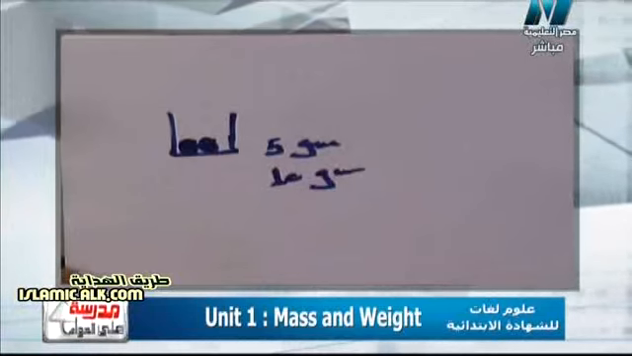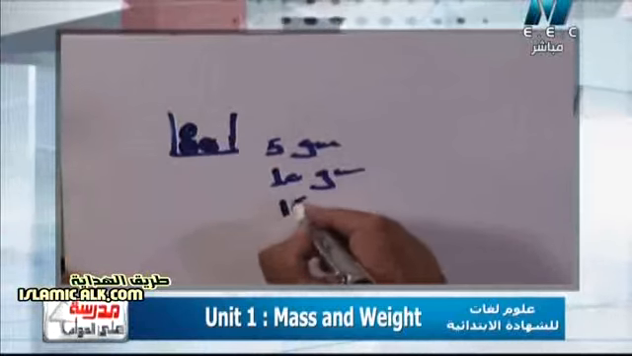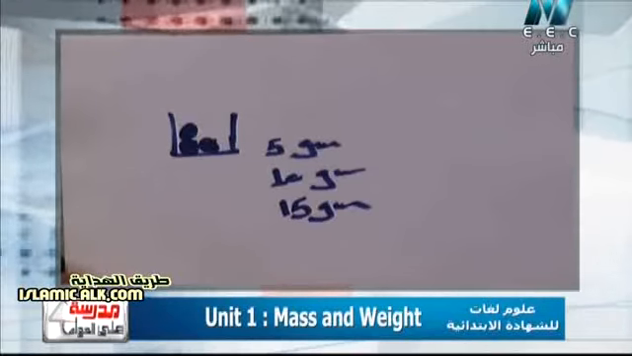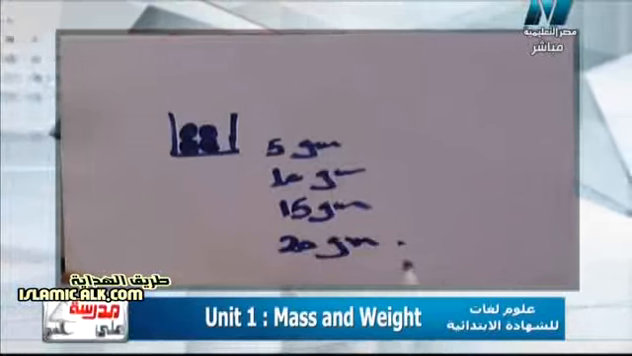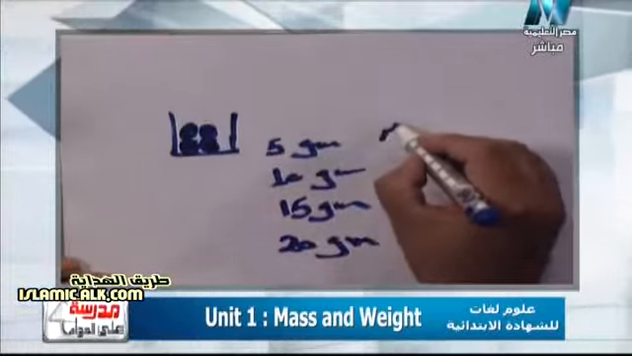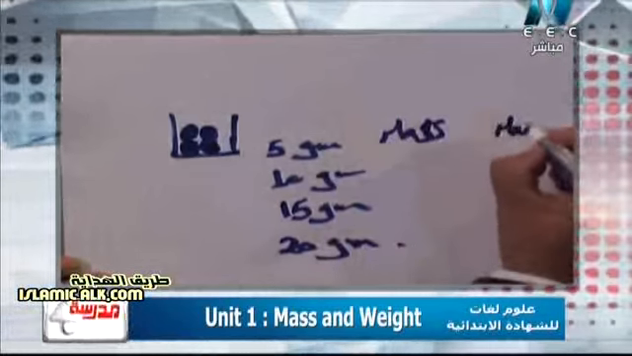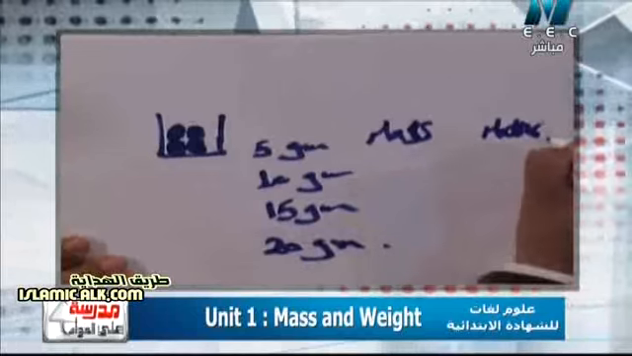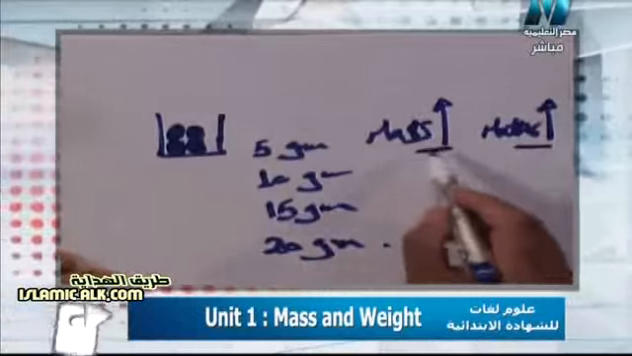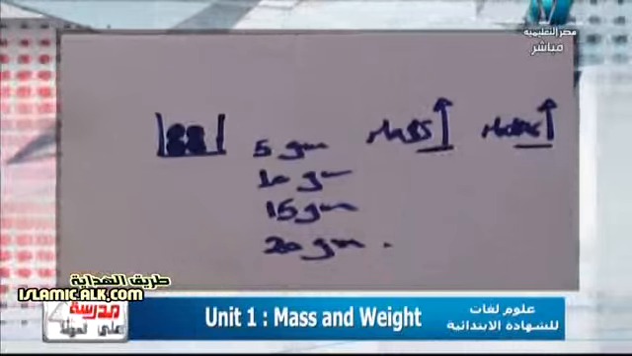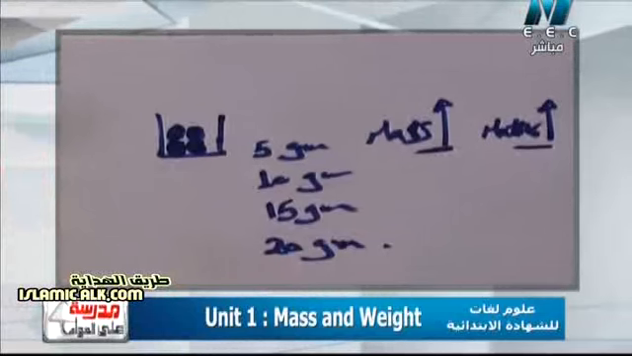What happens if I add a third marble, بلية تالتة? They will be 15 grams. What happens if I add another marble? They will be 20 grams. So what happened to mass? What happened to mass when matter increases? When matter increases, mass increases too, and vice versa. When matter decreases, mass decreases, or when mass decreases, matter decreases.